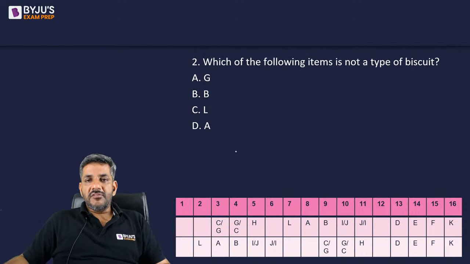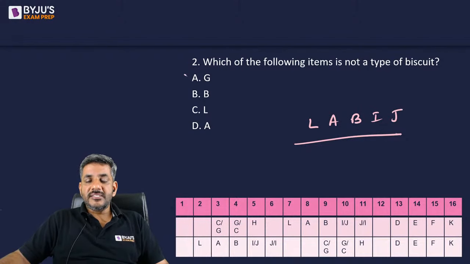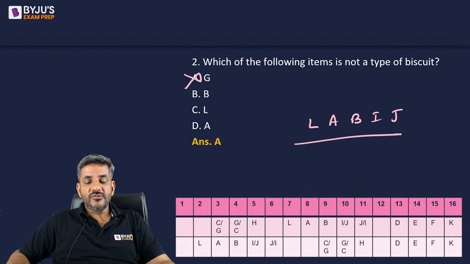Second, which of the following items is not a type of biscuit? Among the biscuits I have L, A, B, I, J. अगर ये बिस्किट्स है तो कौन बिस्किट इनमें से नहीं है? G. G is a candy, so my answer is option A, that G is a candy.